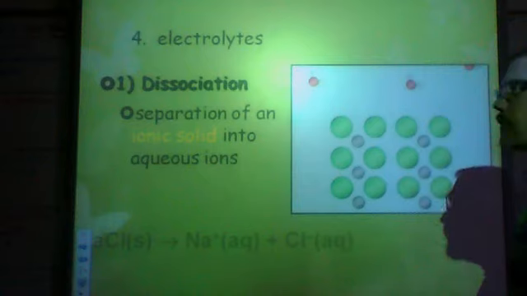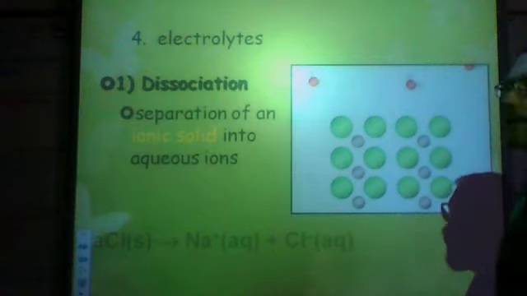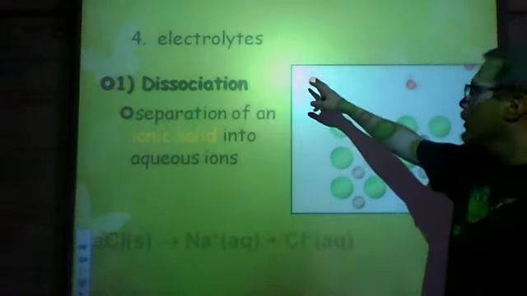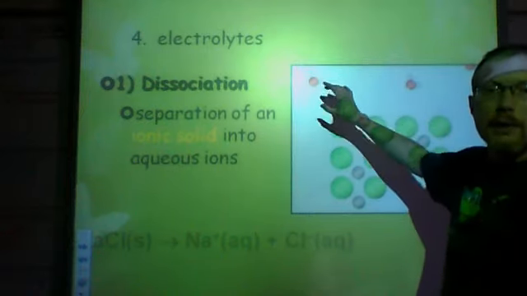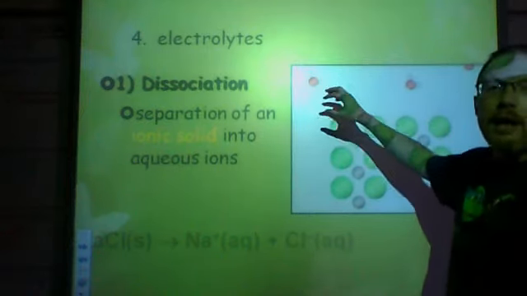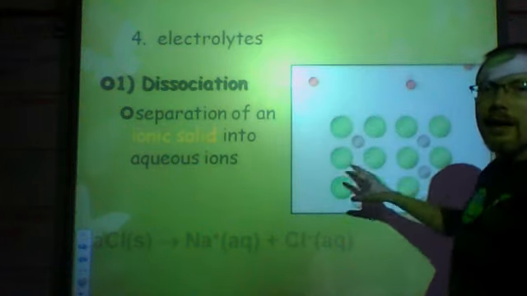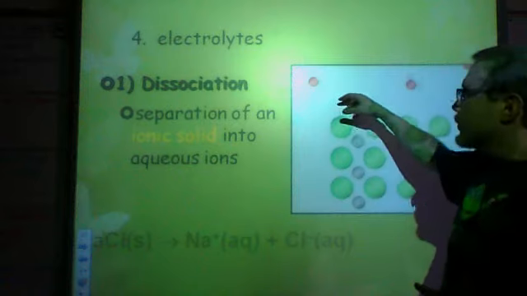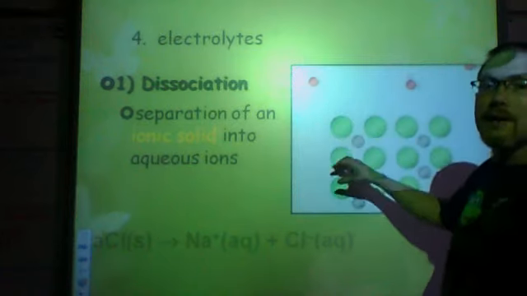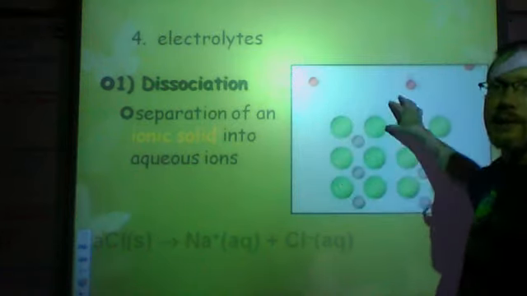The dissociation of an electrolyte is when you have water molecules, which, remember, are polar molecules. They have a positive end and a negative end. They will surround an ionic solid, and then they will use their charges to sort of pull apart those different positive and negative ions from that substance.